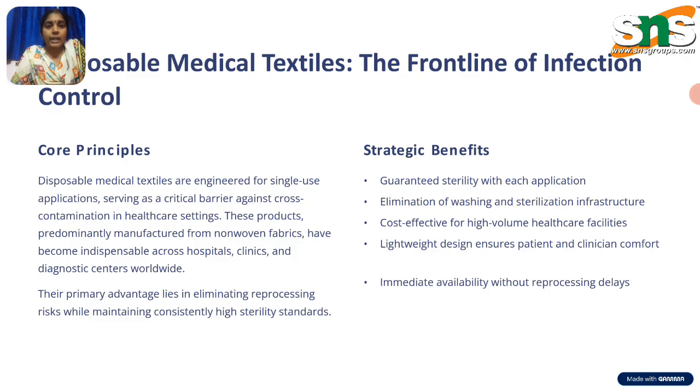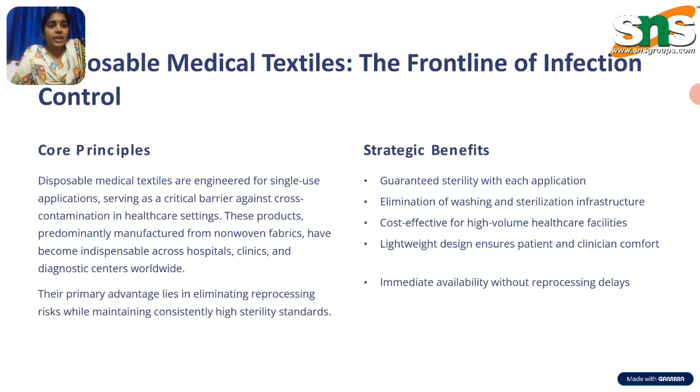These products, predominantly manufactured from non-woven fabrics, have been indispensable across hospitals, clinics, and diagnostic centers worldwide. It is mainly done in non-woven methods, so that it is an easy way of production and manufacturing, and it is cost beneficial, so we go with non-woven. There are various techniques and methods of producing non-woven for medical textiles. Their primary advantages lie in eliminating reprocessing risk while maintaining consistently high sterility standards. So mainly it is for single use and cost benefit.